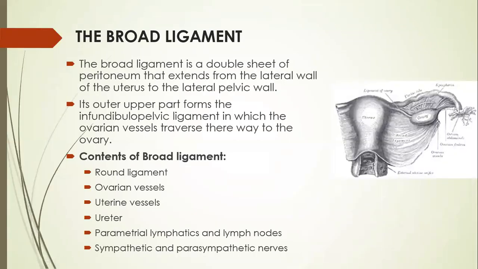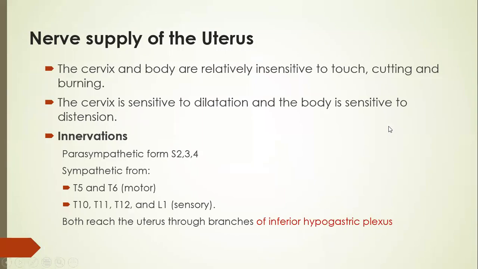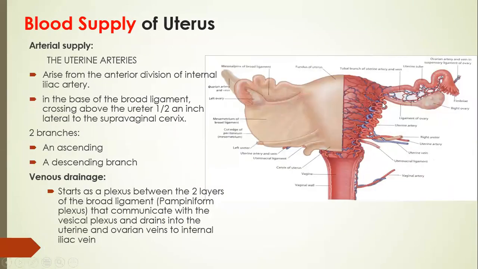To begin with, the broad ligament, as I said, is a double sheet peritoneal fold that extends from the lateral wall of the uterus all the way to the lateral pelvic wall. Its outer part forms the infundibulopelvic ligament, in which the ovarian vessels traverse on the way to the ovary. As we have already seen, the ovarian artery as well as the uterine artery pass through the broad ligament. Here you can see the broad ligament covering the uterus, and deep inside we can see the ovarian artery and vein.